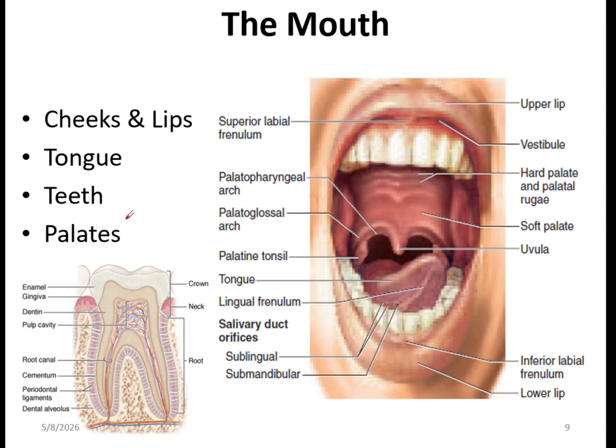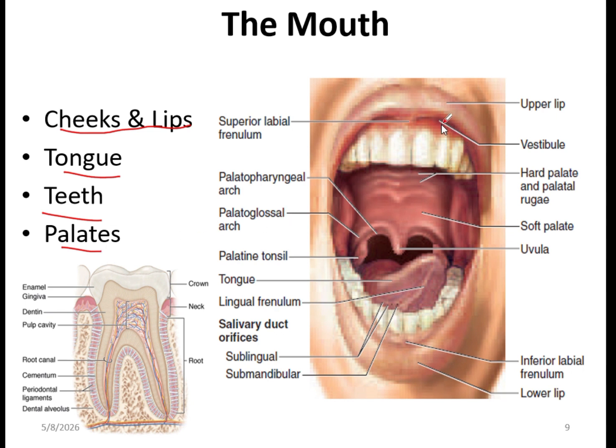Next we can talk about the buccal cavity or teeth. So this is the mouth. In the mouth we have the cheeks and the lips, and we have the tongue, teeth and palate. The palate is of two types: one is the hard palate and another is the soft palate.